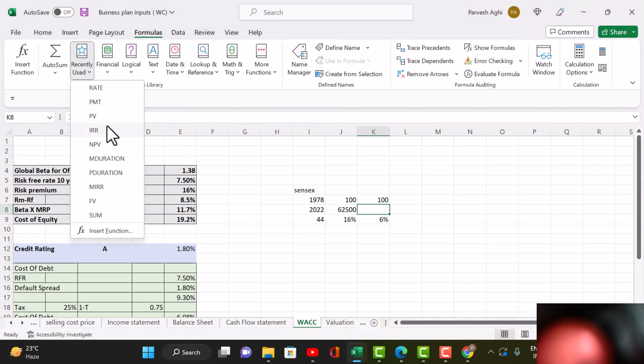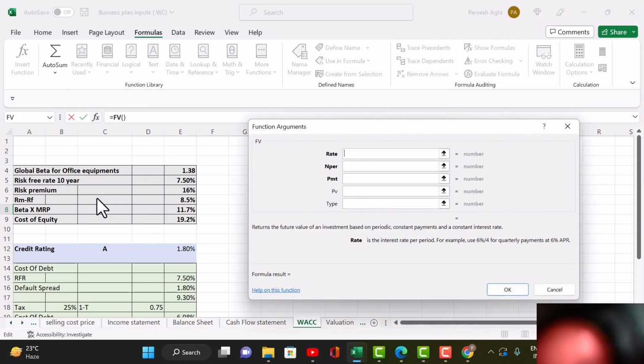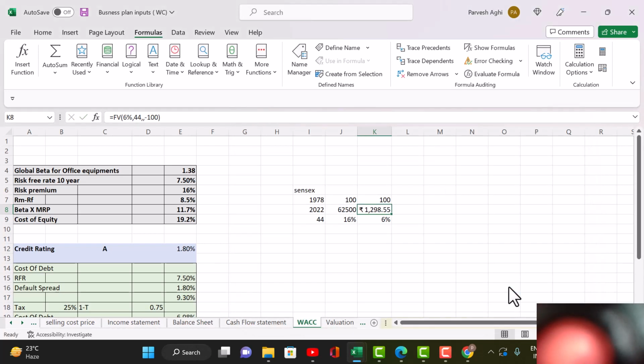So we calculate the future value. Fine. The rate is how much? 6%. And present value is how much? 100. And NPER is 44. So 44 years you have put the money. Suppose you give me 100 rupees today, and I give you after 44 years at 6% rate of interest. It would look like this. So how much money will you be getting? Only 1,298 bucks.